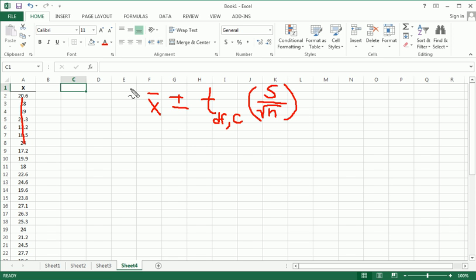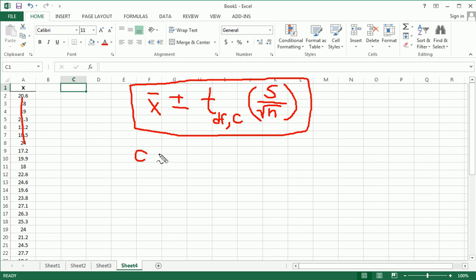Okay, so this is going to be our method. We're going to use the t distribution as our probability model to create a C% confidence interval for mu. C, let me mention, is the confidence level that you require. For us in this example, we'll do 95% confidence, as I said.